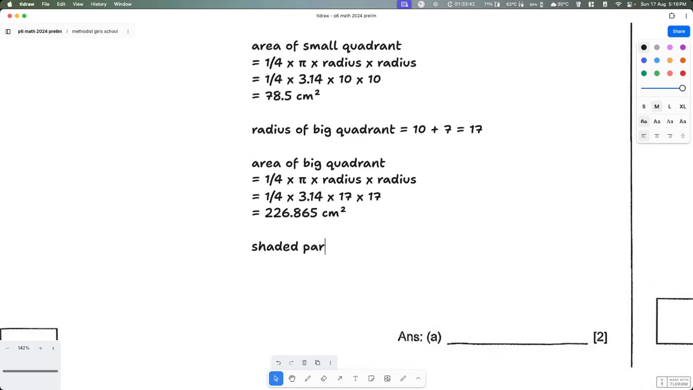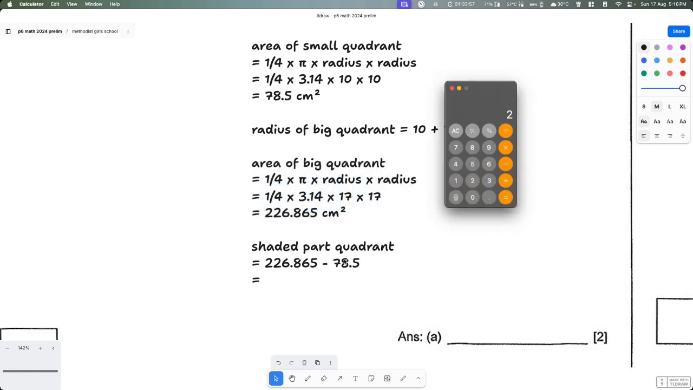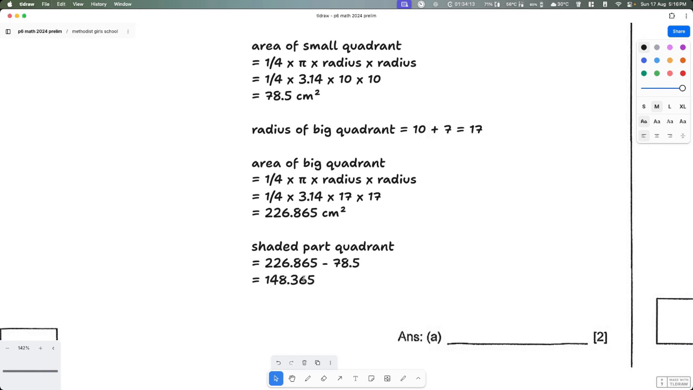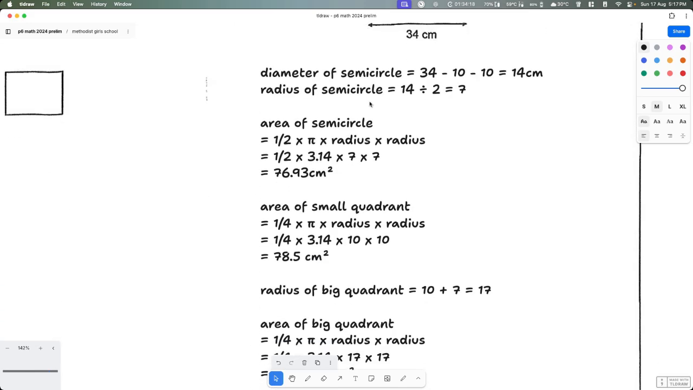So the shaded part quadrant is equal to, we just subtract each other. Area of big quadrant is 226.865, and then minus 78.5. This will give us 148.365 centimeter square. Okay, so now we can get the shaded area.